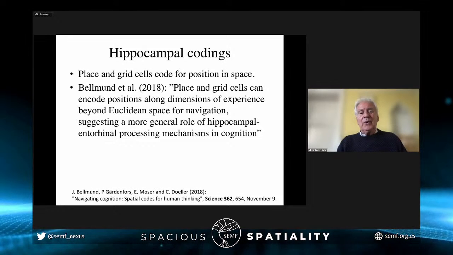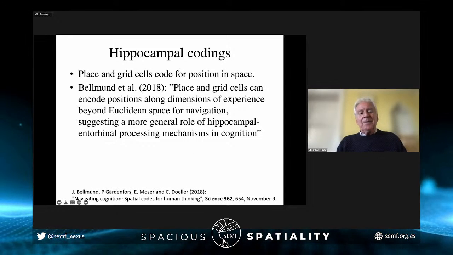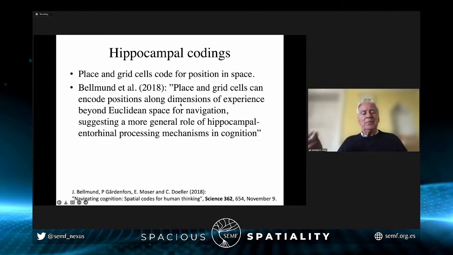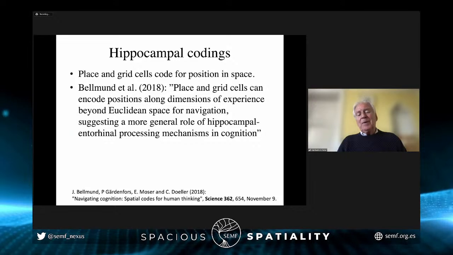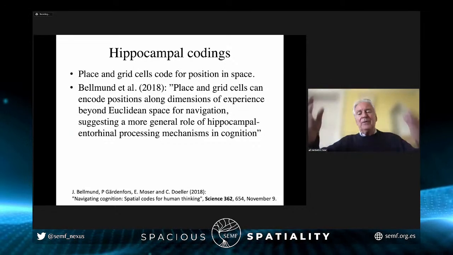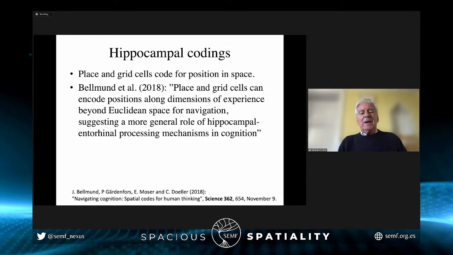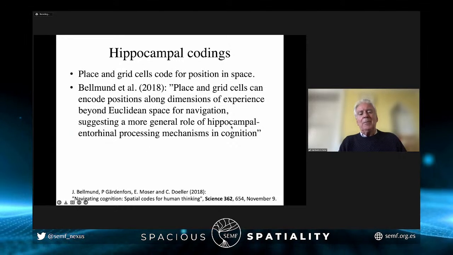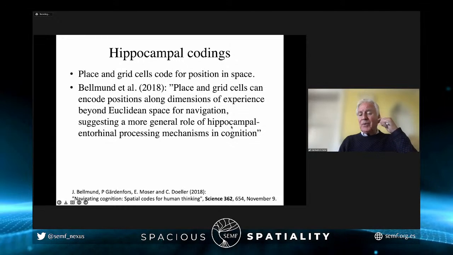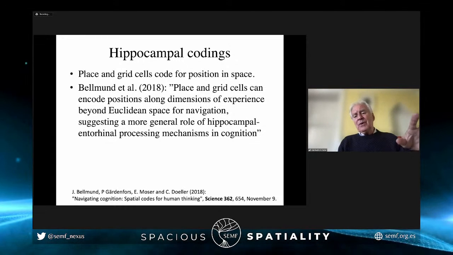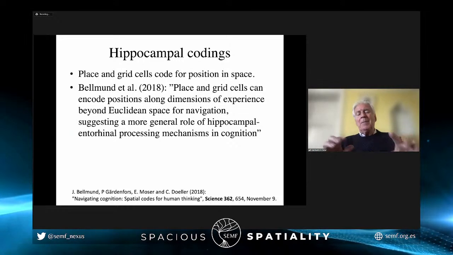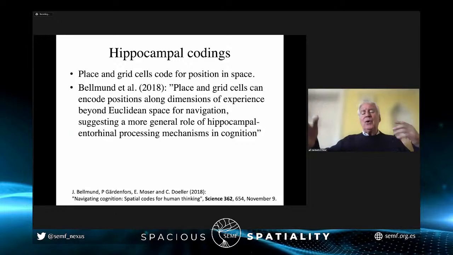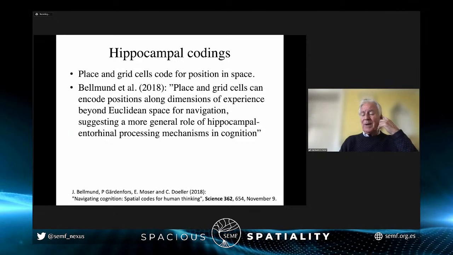So this is a quote from our paper: place and grid cells encode positions along dimensions of experience beyond Euclidean spaces for navigation. I mean, that it can also represent other things. So it is a more general role for the hippocampal-entorhinal processing mechanism in cognition. And that could be the basis for an explanation of memories.